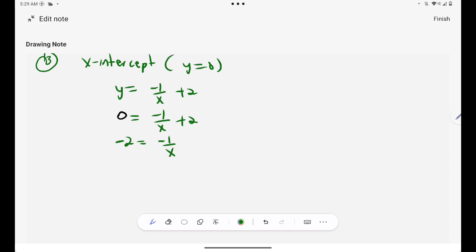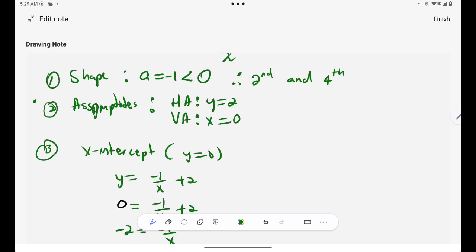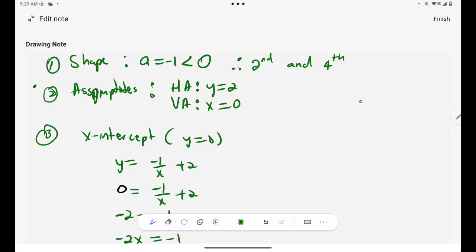Multiply both sides by x. You'll have negative 2x is equal to negative 1. Then x is a positive half. This is the only intercept you have. So what you have to do is to just draw this graph.